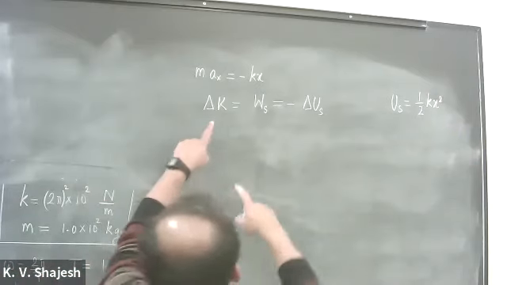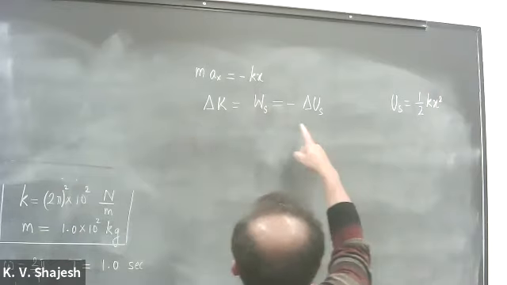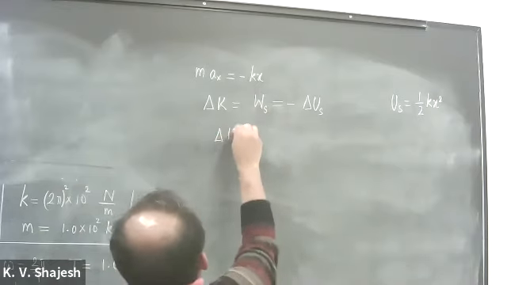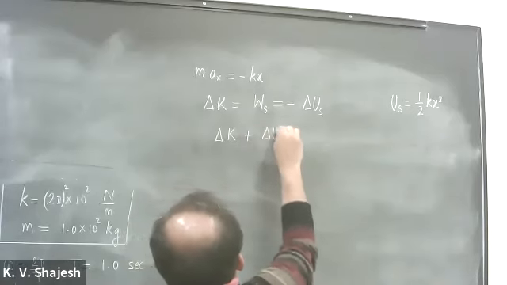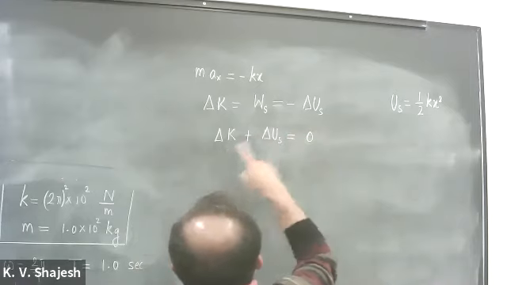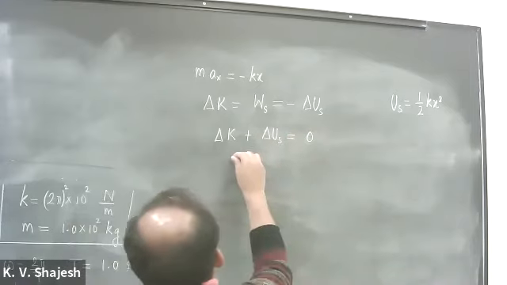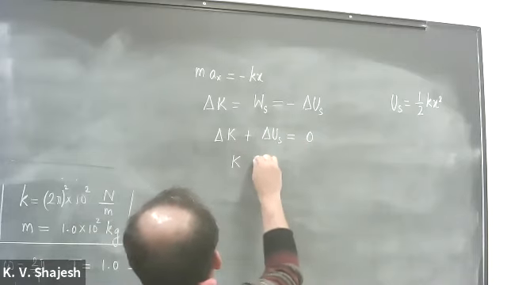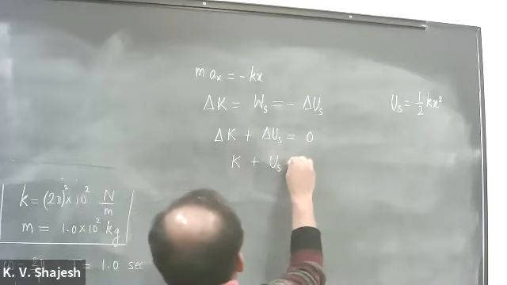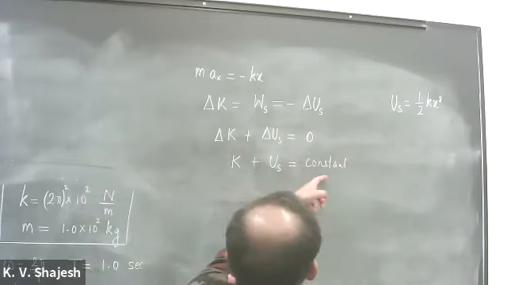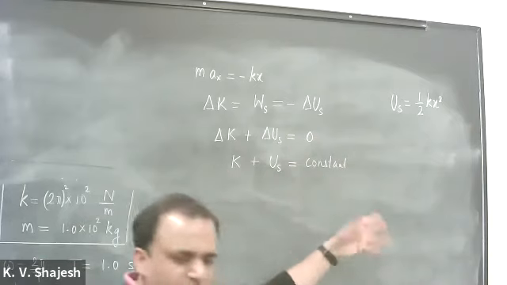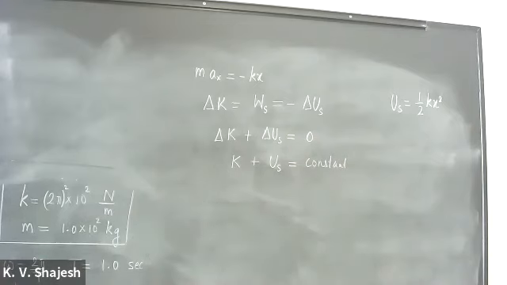That means that the change in kinetic energy plus the change in potential energy will be equal to 0. So let me write that again. Change in kinetic energy plus change in potential energy will be equal to 0. Since the change is 0, the kinetic energy plus the potential energy will be equal to a constant. If this is a constant, the change in the left-hand side will be constant minus constant, so that will come out to be 0.